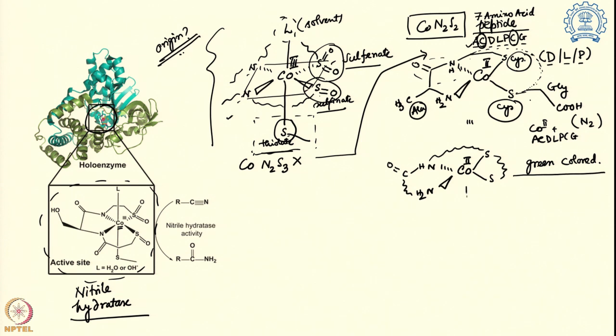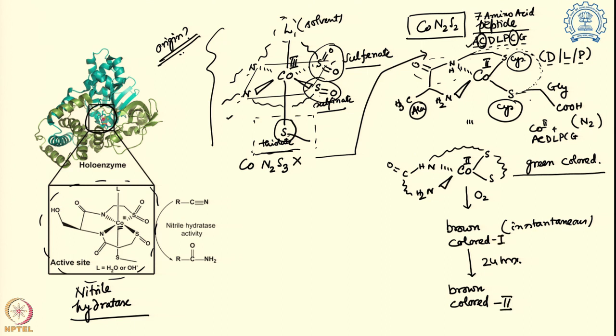Then when we add oxygen to it, at once it turned brown color. Instantaneously. However, we found that this brown color solution remained brown, but there is a slight change in the color over 24 hours. So I am still writing it as brown colored, but I write brown colored 2 and this is brown colored 1. So there are two different brown colored solutions, but they are slightly different in color. And we wanted to know what is actually happening around this cobalt sample, so that we can understand what is actually going on.